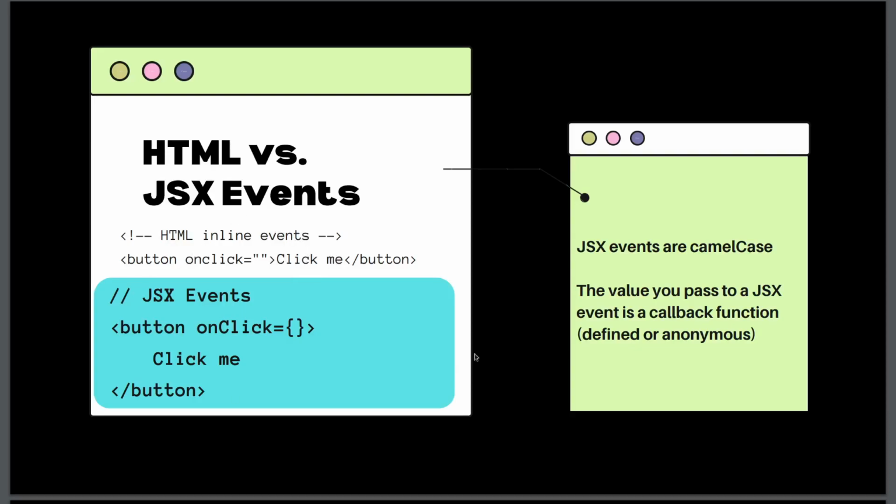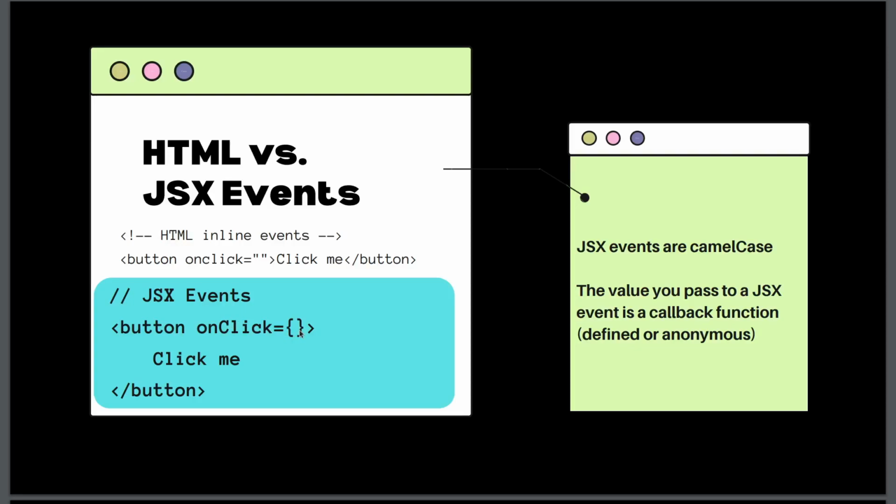Now, right here, highlighted in blue, we have the JSX version of this. And it's practically the same. We have a button tag with an onClick attribute, but this time, onClick is camel cased, meaning that the second word, click, is capitalized. And all of the events in JSX are going to follow this pattern. They are all camel cased. And instead of a string, they all take a JavaScript expression.